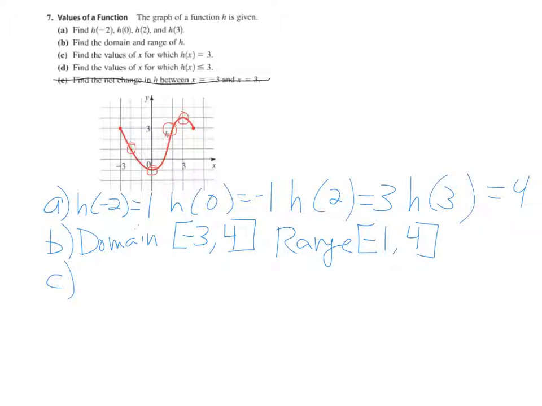Part C, find all the values of x for which h of x is 3. So we're looking for all the places where the graph crosses y at 3. Okay, I'm going to draw a blue line at 3. So every time it hits the blue line, I need that x value. So it happens when x is at -3.